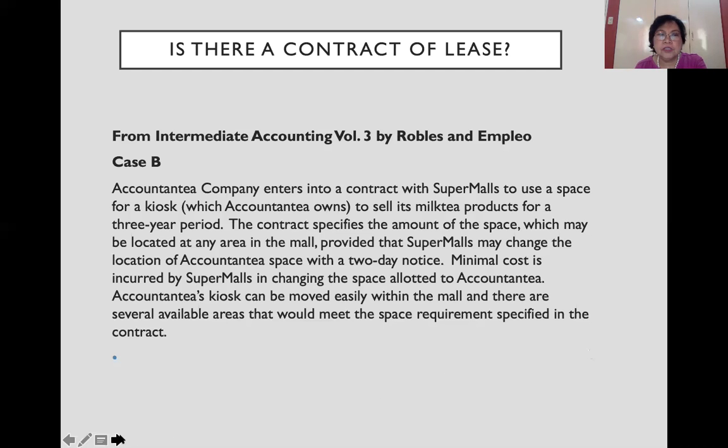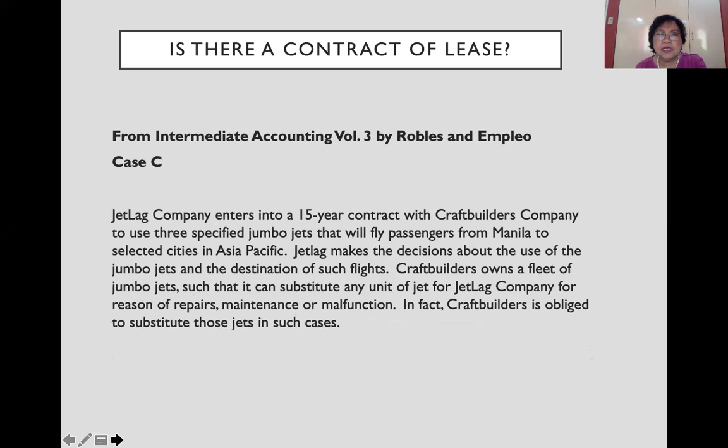Okay, we now proceed to, again, case B is not a contract of lease. We now go to case C. Jetlag Company enters into a 15-year contract with Craft Builders Company to use 3 specified jumbo jets that will fly passengers from Manila to selected cities in Asia Pacific. Jetlag makes the decisions about the use of the jumbo jets and the destination of such flights.